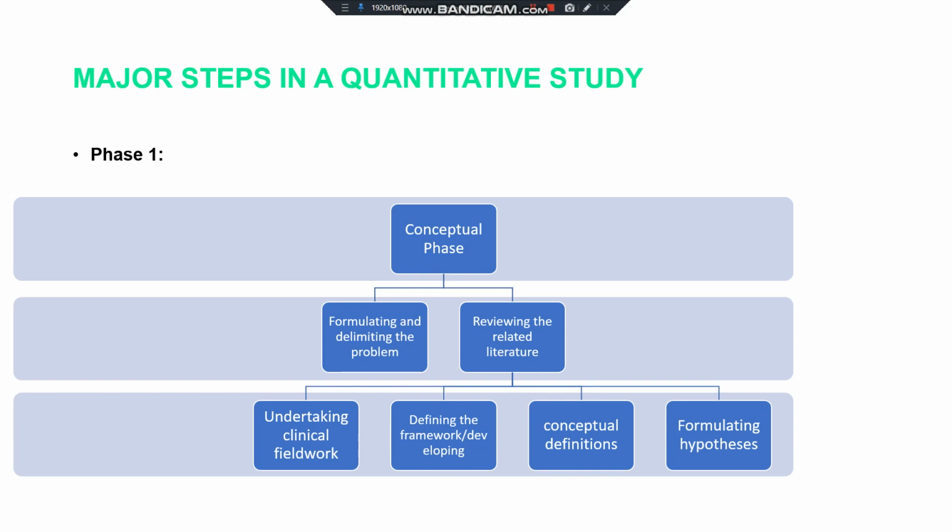Actually, this is divided into 5 phases. First one, the conceptual phase. Second phase, the design and planning phase. Third one, the empirical phase. Fourth one, the analytical phase. And fifth one is the dissemination phase. We'll see one by one which activities come under each of them.